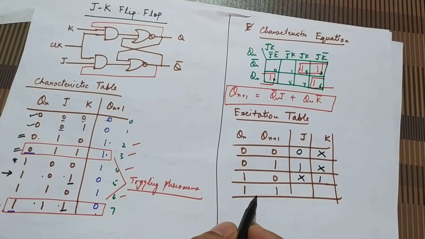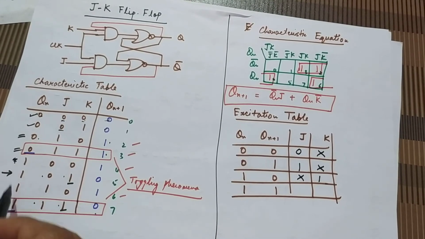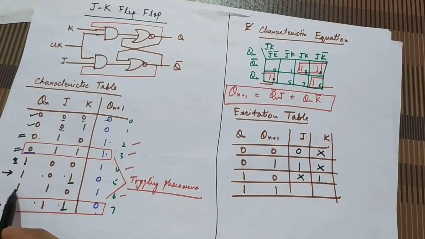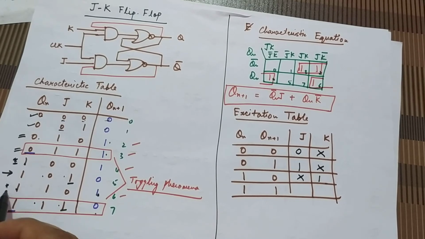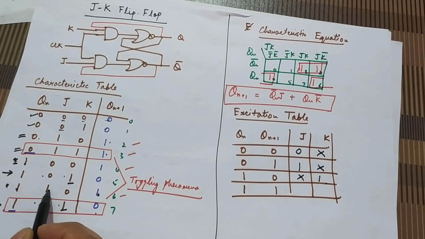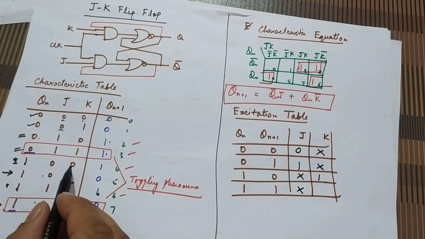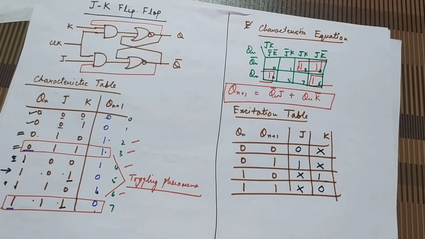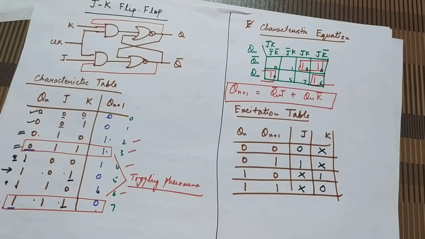Now the last one, present state 1, next state 1, present state 1, next state 1. Okay. In these two conditions the value of J changes, so we write don't care, but K remains the same, that is 0. Okay. So this completes the excitation table.